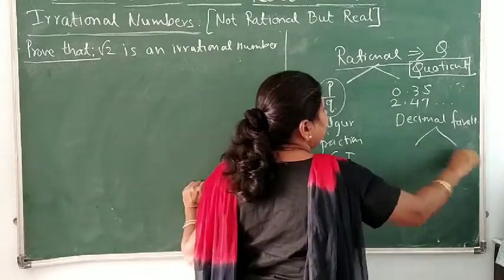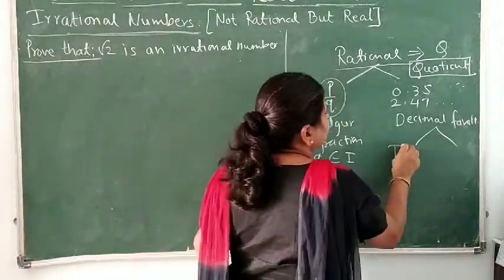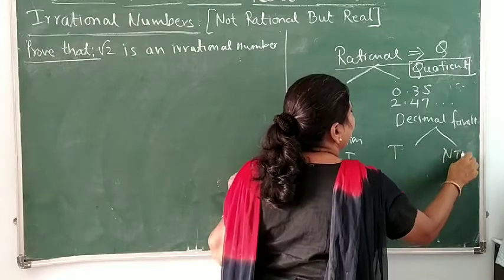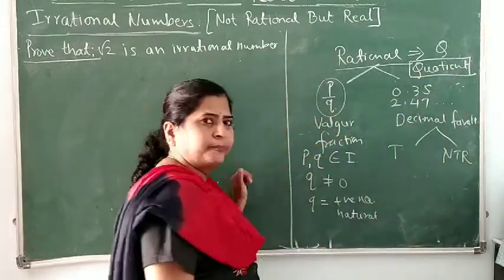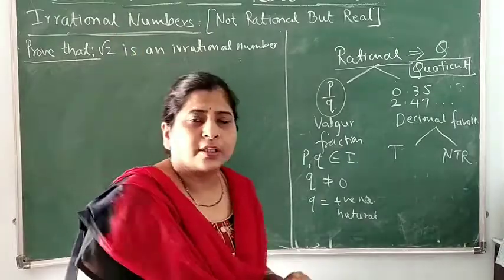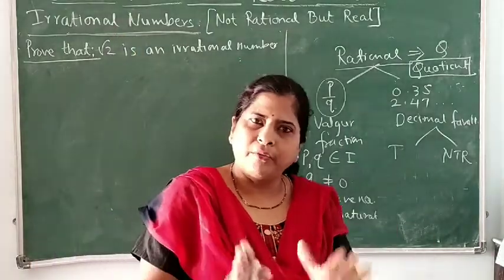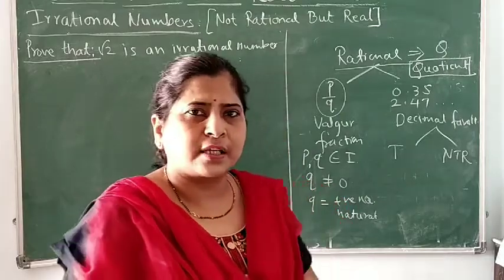One more thing we have seen in the previous video is that the decimal form of a rational number is either terminating or non-terminating but recurring. Now we are going to study what irrational numbers are. We have learned something about irrational numbers in previous classes also.